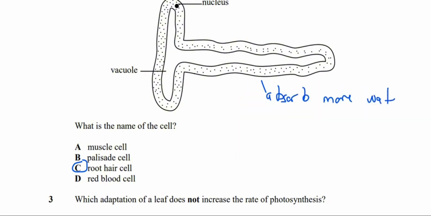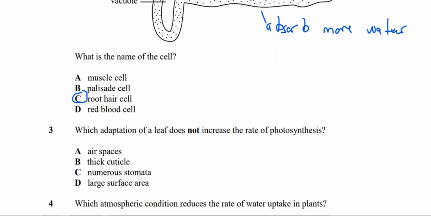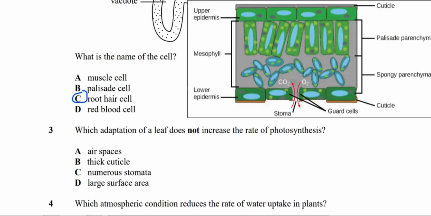Question 3. Which adaptation of a leaf does not increase, the keyword is not, increase the rate of photosynthesis? A space means that there's going to be a lot of gaseous exchange, including water vapor, so this increases. A thick cuticle means that it's going to prevent water loss by evapotranspiration. Numerous stomata are going to increase the rate of photosynthesis. A large surface area is also going to increase it, so the only one which is not going to increase is thick cuticle.